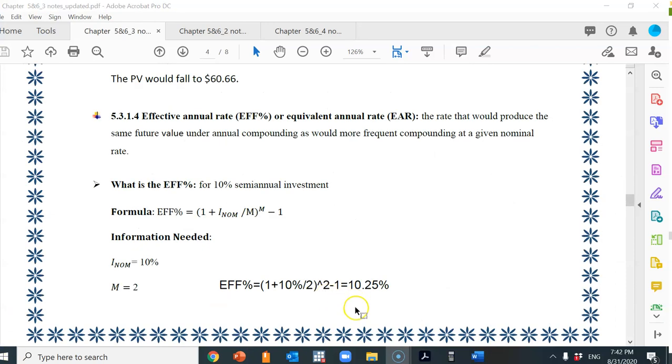All right, I just made some edits to the document here so you can see that when we plug the numbers into this formula, the effective annual rate becomes (1 + 10%/2)^2 - 1. So we have 10.25% as our effective annual rate.